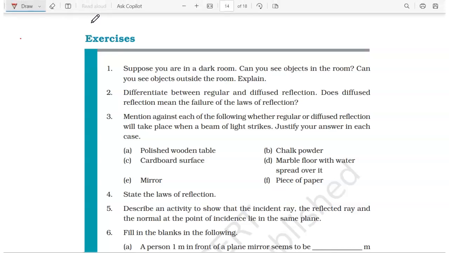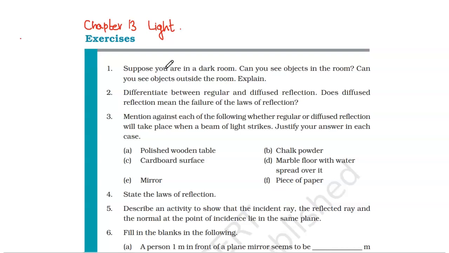Today I'm going to solve the NCERT exercise of chapter number 13, that is Light. The lecture is already given in the playlist. Now this is the exercise solution. So let's start. Number 1.